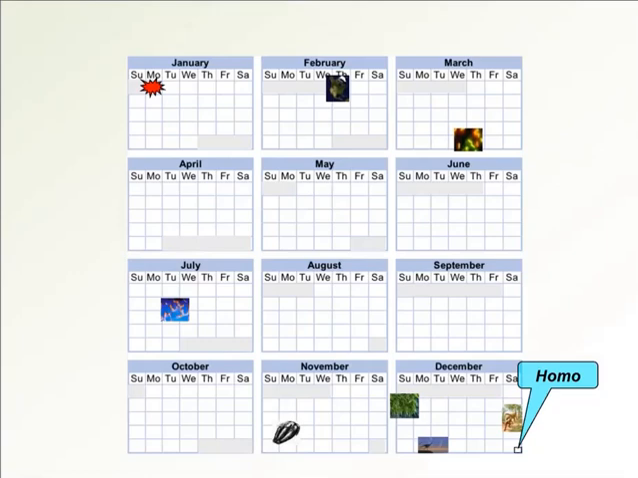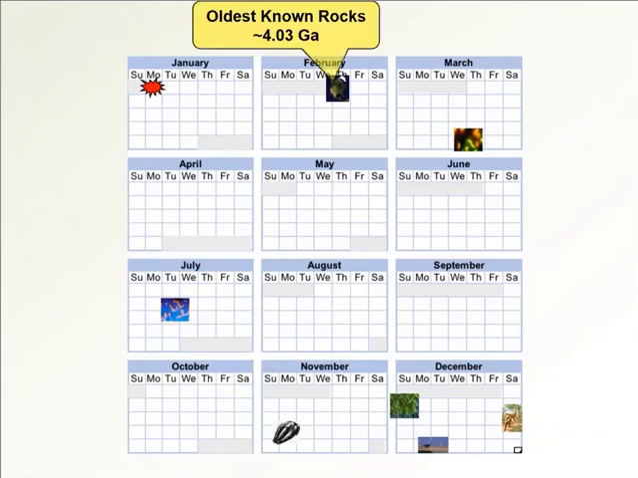The Homo family doesn't show up until December 31st, towards the middle of the day to the end of the day. And then Homo sapiens is basically the last hour of December 31st. So this is what we mean by deep time. 4.6 billion years is a lot longer than most people realize. It really is. And that's what we mean by geologic time, by deep time.